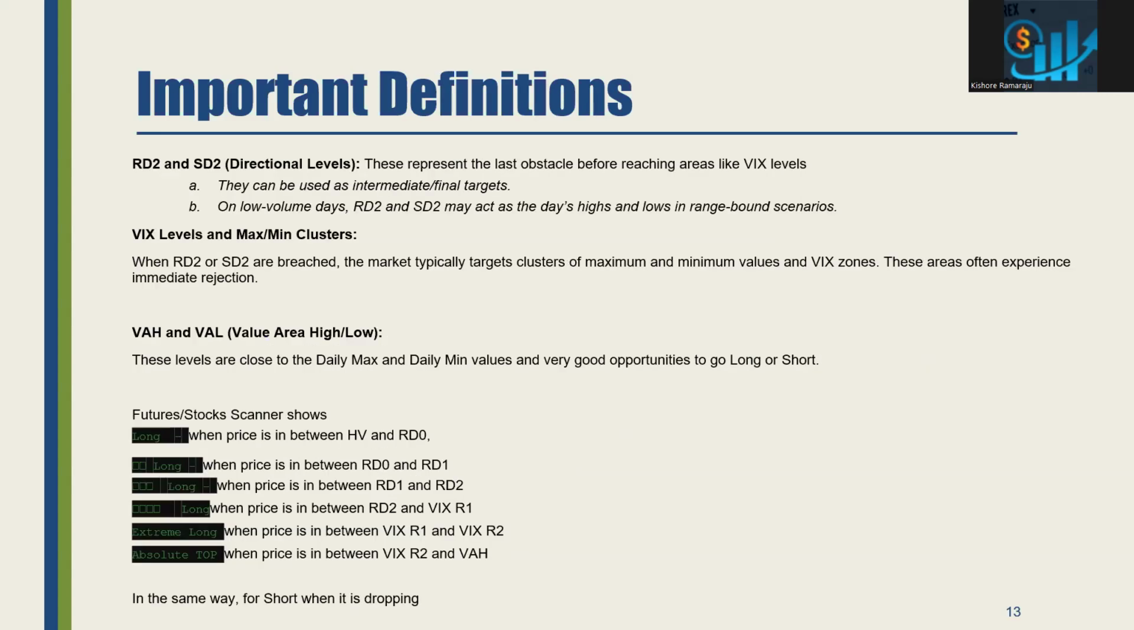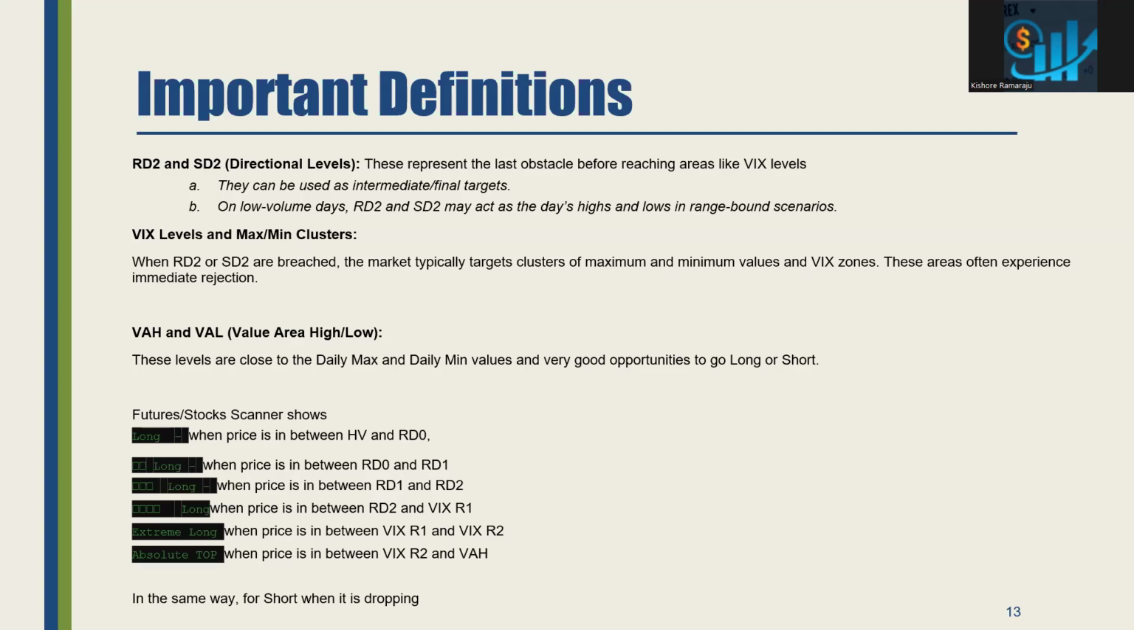Then after RD1, right, if there is a lot of volume or a lot of trending market, then price can also go to RD2 levels, right? From the base level, you have resistance 1, then resistance 2. This is resistance 3, the third resistance level. If there is any major good news, or any major event on the day, then price can even go to the next level, which are called VIX levels or maximum cluster levels, right? These are like the fourth resistance level.